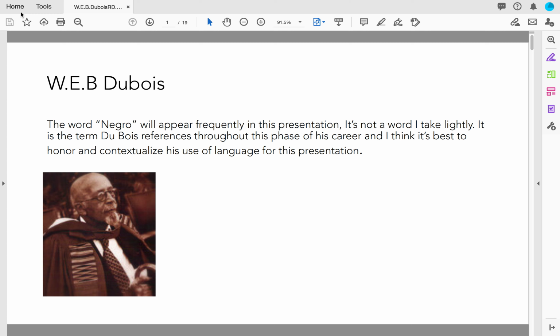I'm going to start out by saying the word Negro will appear frequently in this presentation and is not a word I take lightly, but it is a term Du Bois used and referenced throughout this phase of his career, and I do think it's best to honor and contextualize his use of language for this presentation.